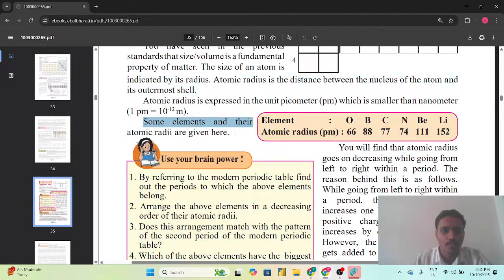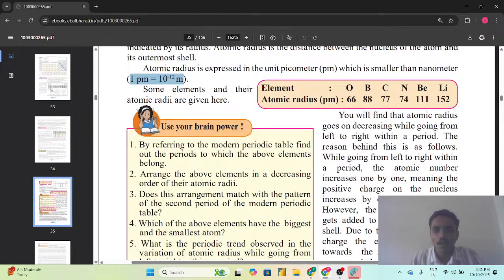Some elements and their atomic radii are given here. Let's see: oxygen has an atomic radius of 66, boron 88, carbon 77, nitrogen 74, beryllium 111, lithium 152. These are all in picometer. One picometer is equal to 10 raised to minus 12 meter. So what is said next?